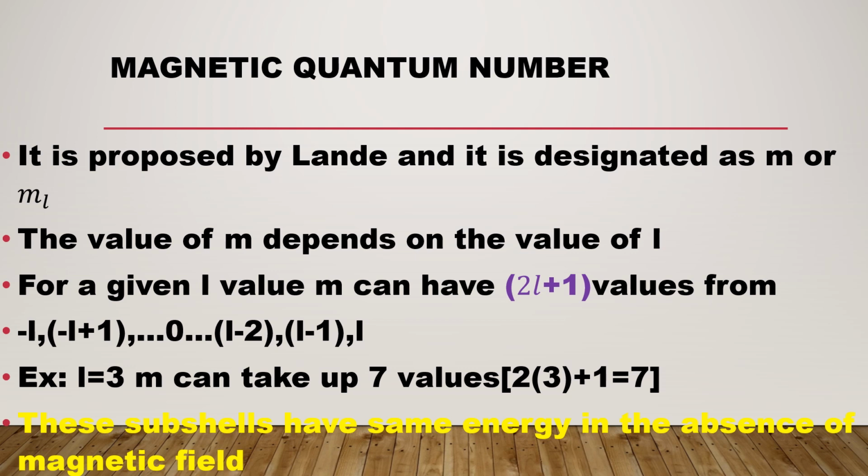These subshells have the same energy in the absence of a magnetic field. For instance, the 3 orbitals present in p have the same energy in the absence of a magnetic field.